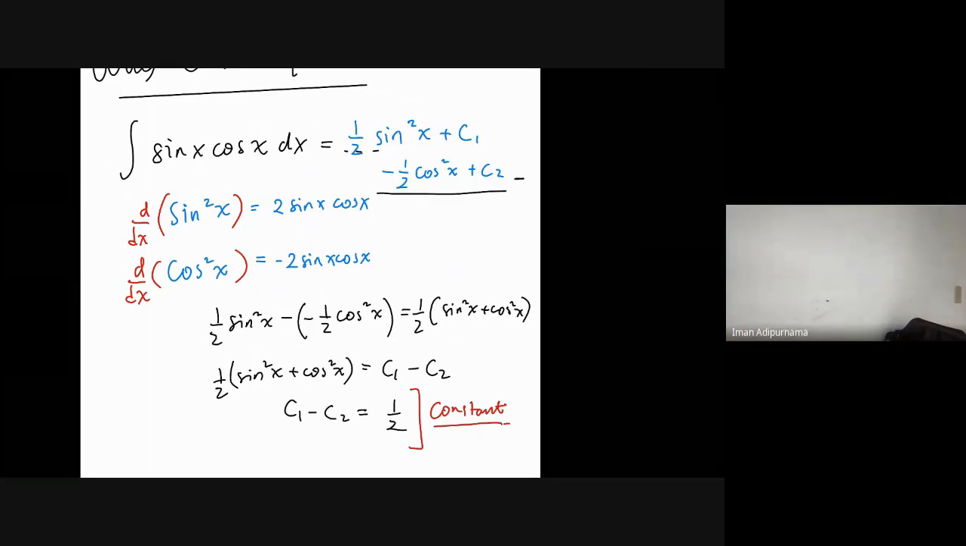That's why when you integrate, you need to write the plus C, because in some cases you may have several possible answers for an integration. So don't forget to write C. Why is the answer different? Because the C is different. The difference between C1 and C2 is half. That's some notes.